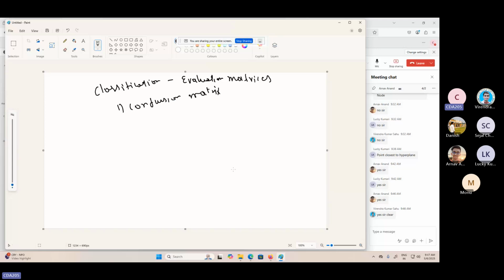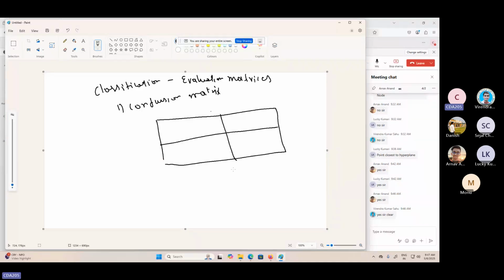What is the table of the confusion matrix? This is predicted, this is actual. So it is actual positive and actual negative, predicted positive, predicted negative. If this is true positive, this is false negative, this is false positive, and this is true negative. Okay.